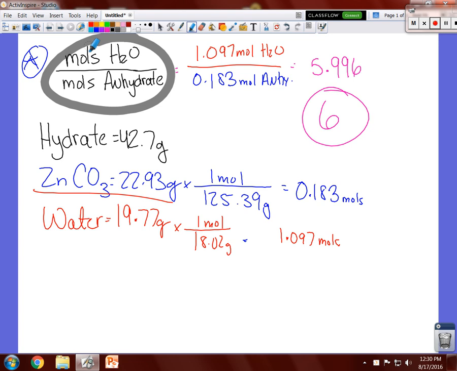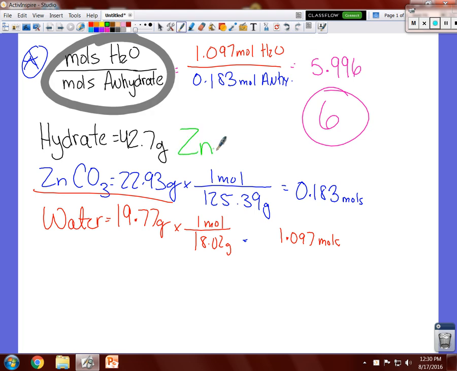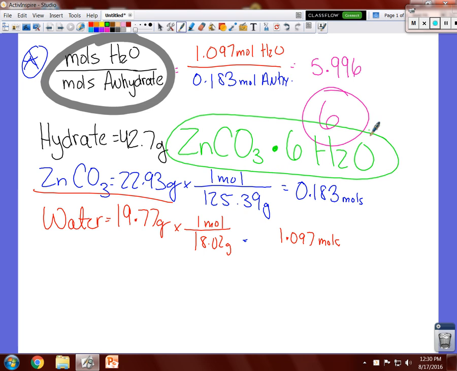That's a great question. We're trying to determine how many waters are present in the compound. True or false? True. That is the number of waters. So let's rewrite it then. So it would be zinc carbonate dot 6 H2O. So this would be your new hydrated compound. Now, throwing this out there, the name of this thing would be zinc carbonate hexahydrate. Cool? So that now makes sense.